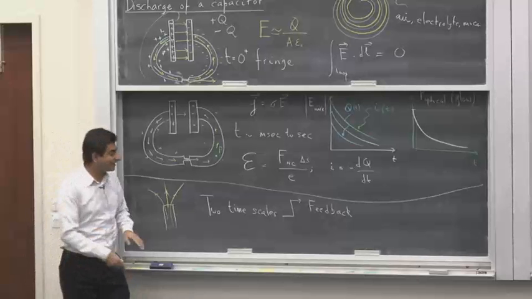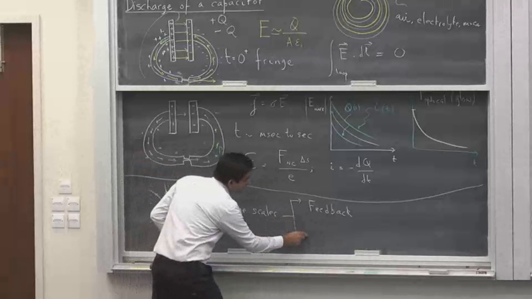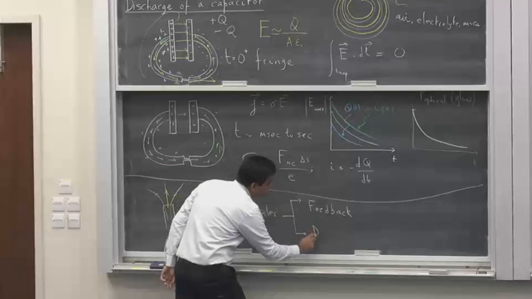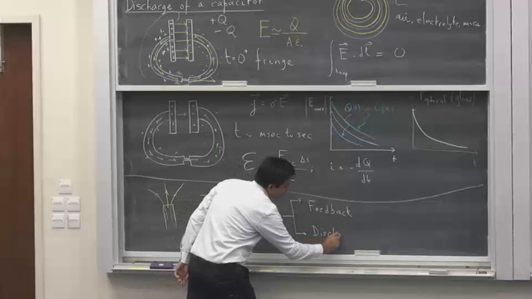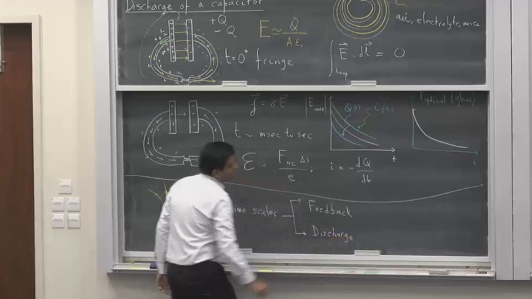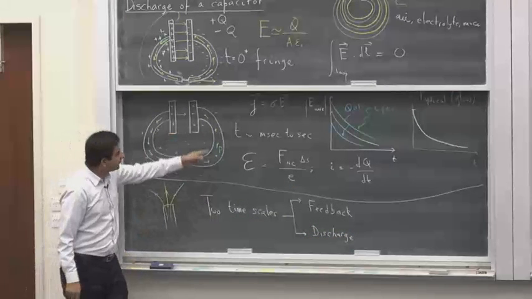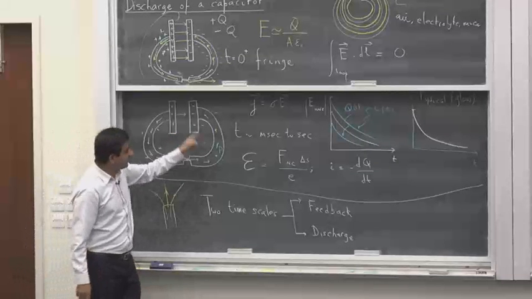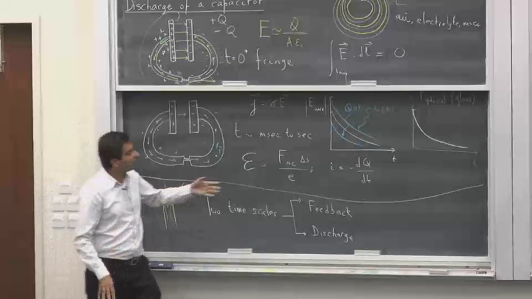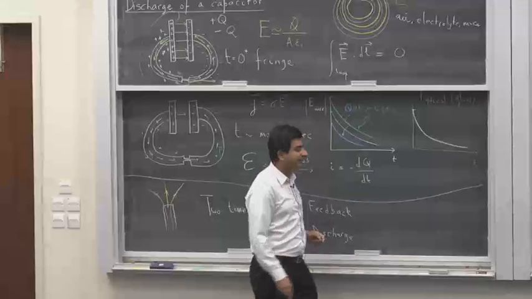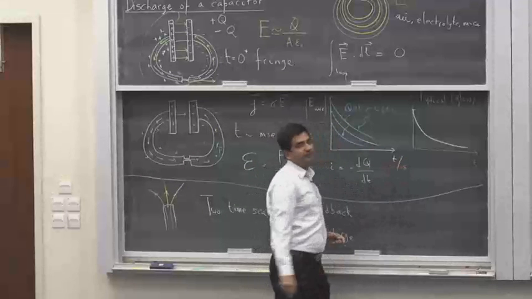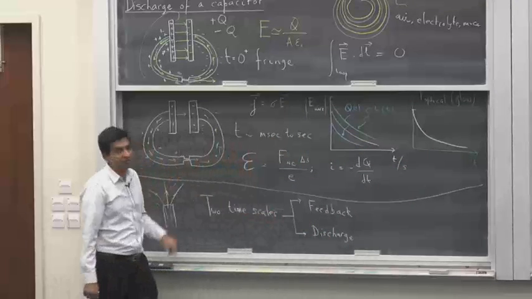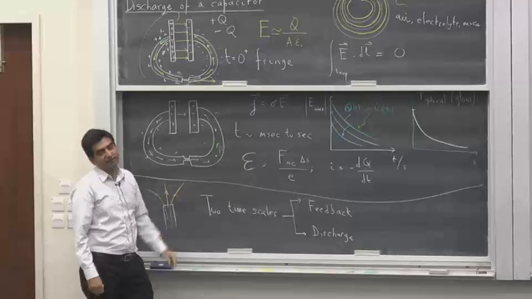But then there is another time scale which corresponds to the discharge time. Current flows, which diminishes the electric field. Now the electric field diminishes, and that happens at a longer time scale of the order of seconds to milliseconds, depending upon how large this resistor is and what's the capacitance of this capacitor.